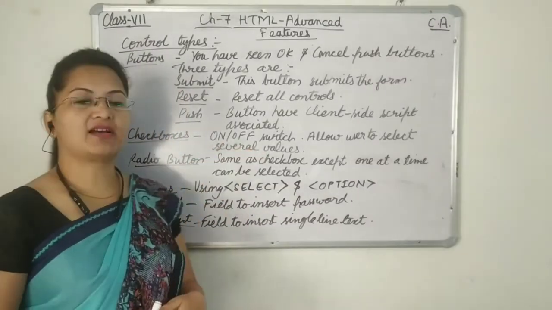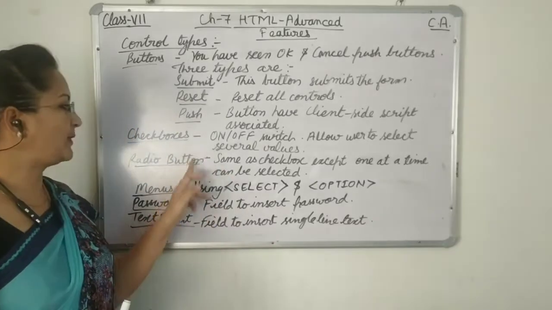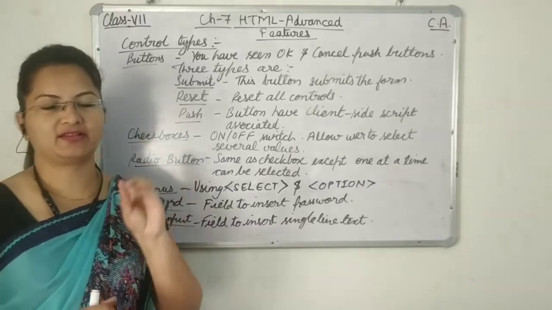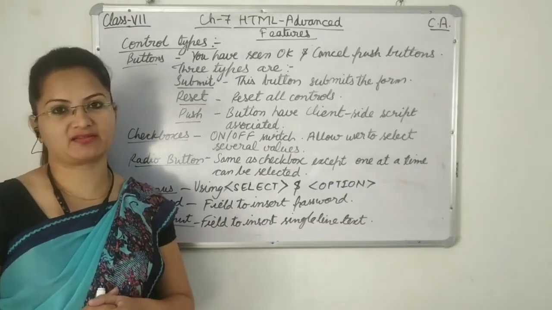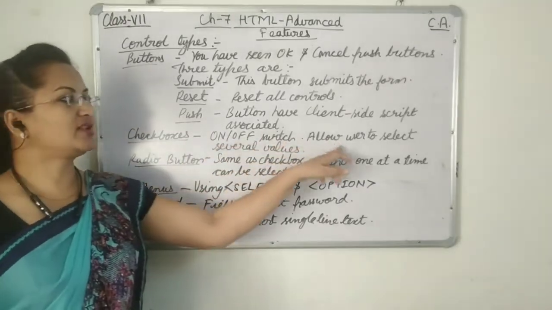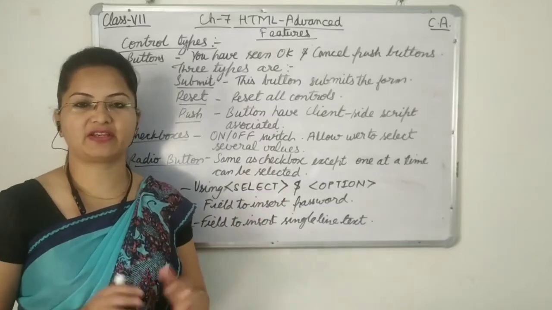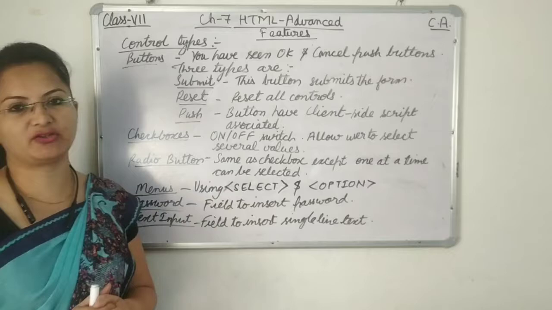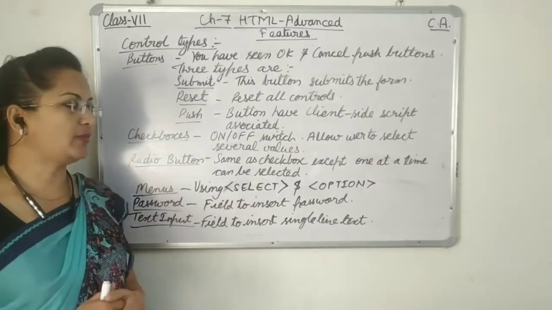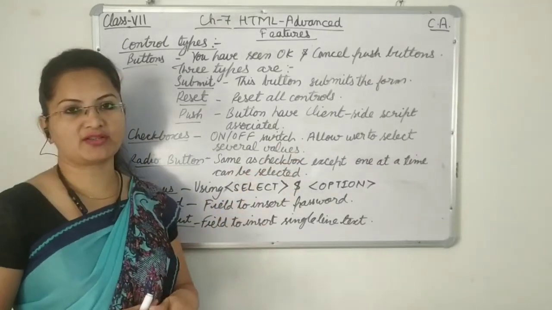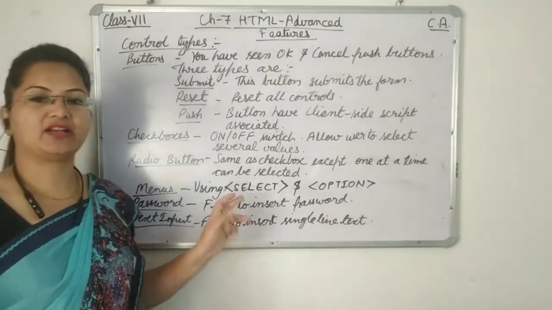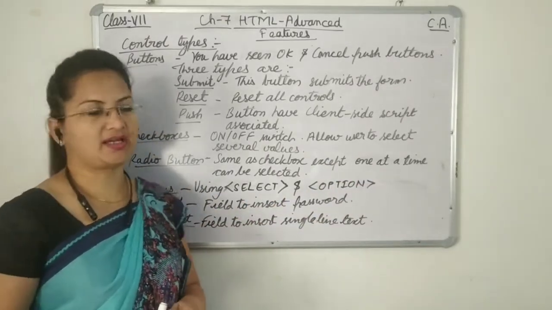Check boxes are like on off switch. Both radio buttons and check boxes are like on off switch. Okay, like if it is on, that means it is checked. So here check boxes allows us to select several values. We have so many options and so many choices to be selected. At that time we will use check boxes. But radio button is similar to checkbox except one at a time can be selected. In radio button we can select any one at a time.